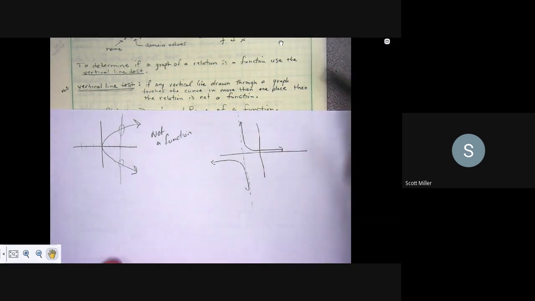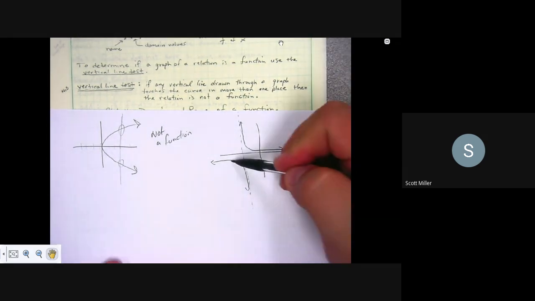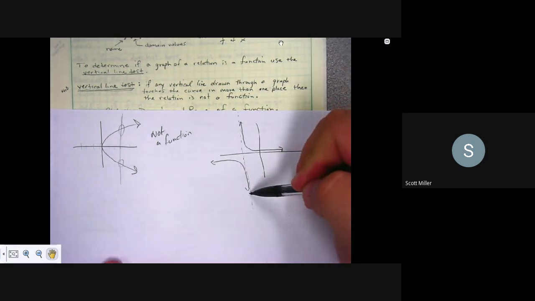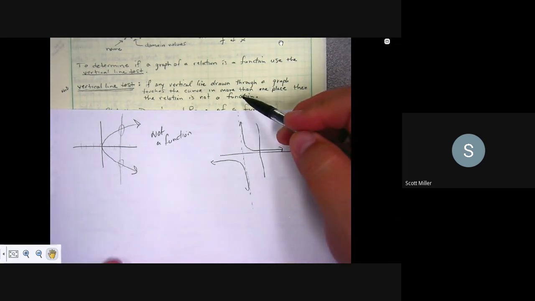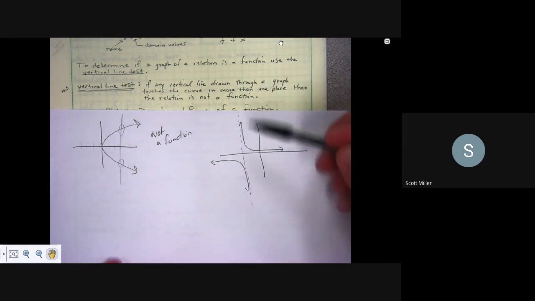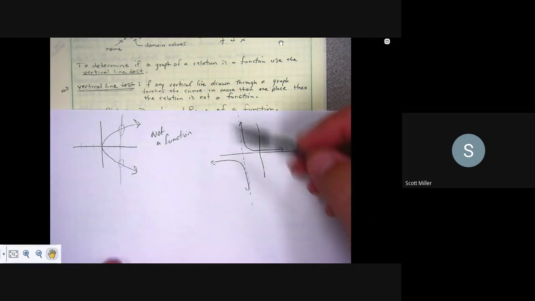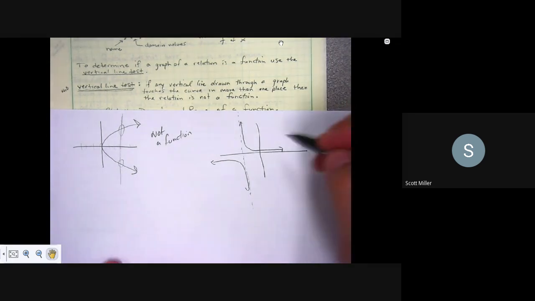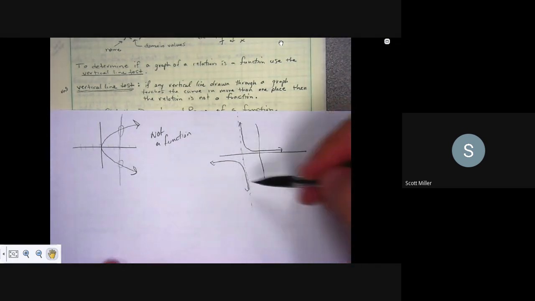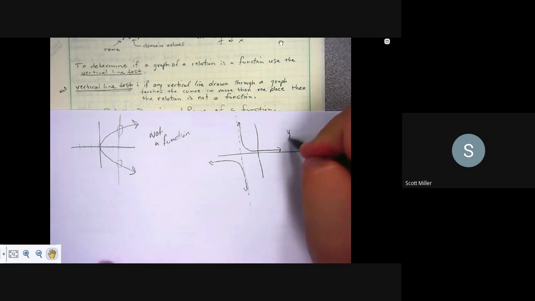That boundary line is a vertical line. This graph gets really close to it, but it never crosses it. And this piece of the graph goes really close to it, but never crosses it. So is there any vertical line I can draw that hits the graph more than one time? In this situation, the answer is no. Since I can't draw a vertical line and hit the graph twice, this is a function.